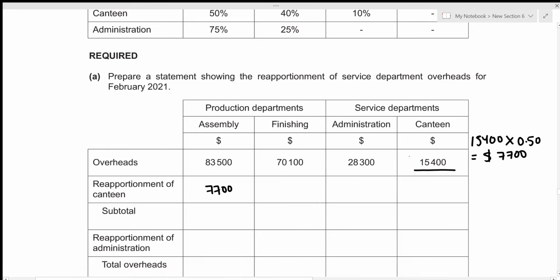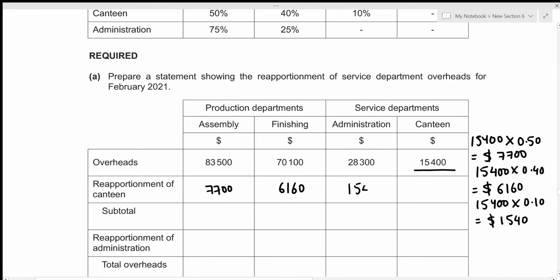Next, finishing department consists 40%. So that's going to be 15,400 into 0.40, which gives the reapportionment amount to be 6,160. Let's write that down as well. Then administration department gets 10%, so that's going to be 15,400 into 0.10, which gives the reapportionment amount to be 1,540. Let's write that down. While reapportioning this amount, we need to subtract this exact same amount from the canteen department, right? So we will just write the same amount, but in a bracket, denoting that we need to subtract this amount.